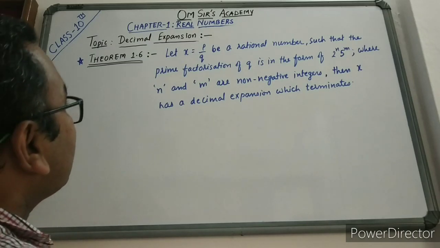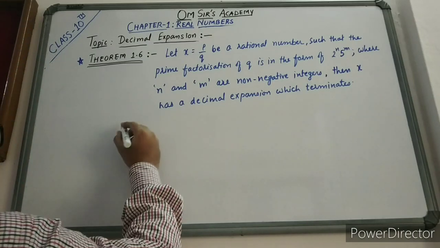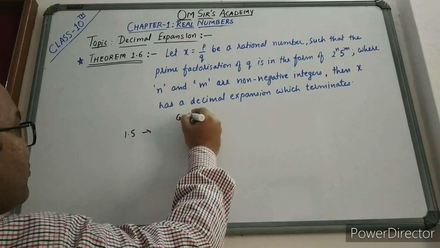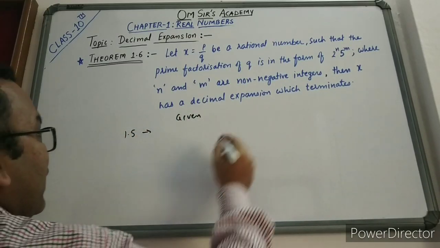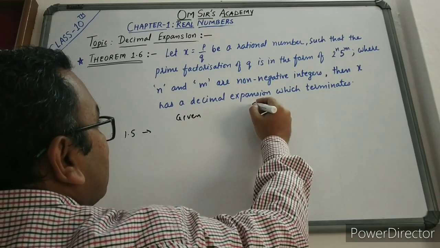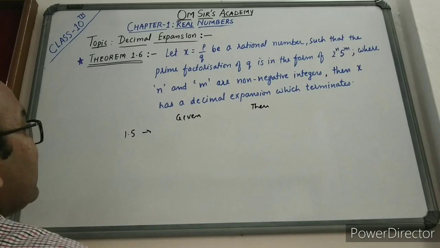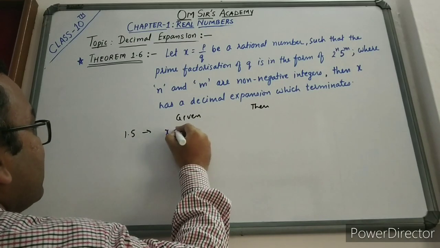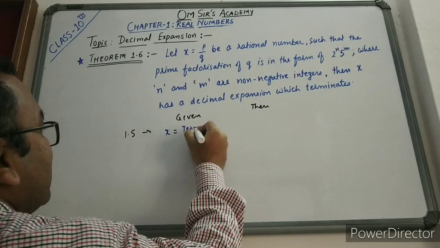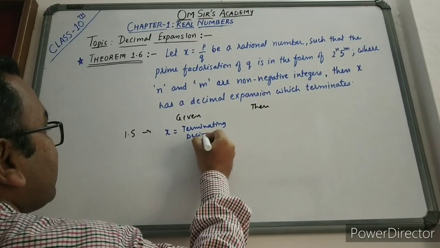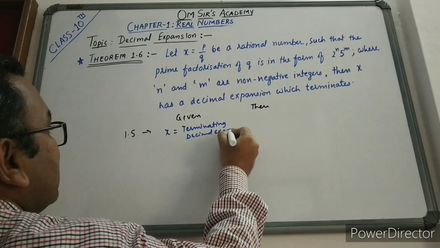वापस से मैं बोल रहा हूं कि थियरम 1.5 में क्या कहा था? व्हाट वाज गिवन इन 1.5? गिवन वाज दैट इन थियरम x वाज अ टर्मिनेटिंग डेसिमल एक्सपेंशन। गिवन क्या दिया था यहाँ पे? टर्मिनेटिंग डेसिमल एक्सपेंशन दिया था। इज इट क्लियर?